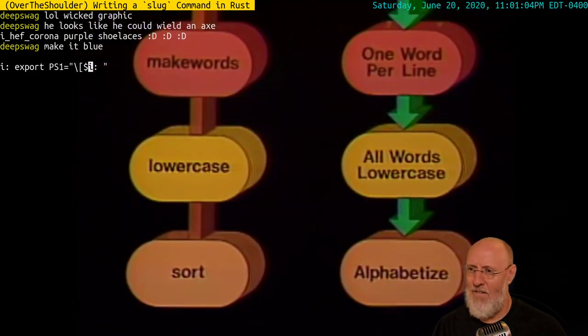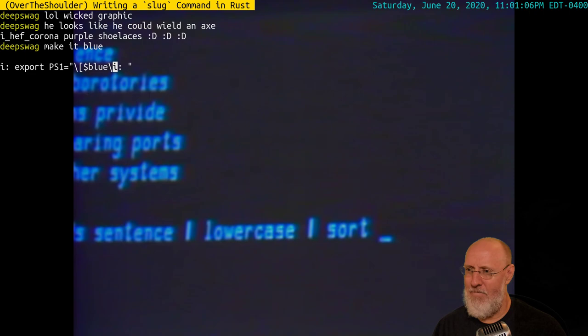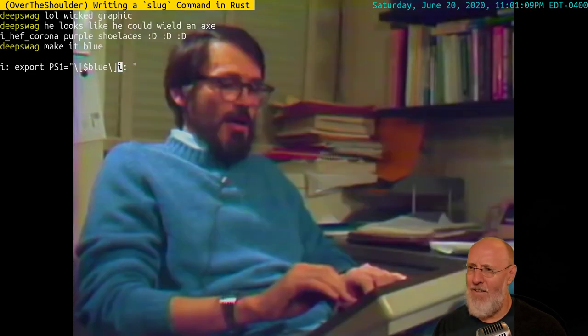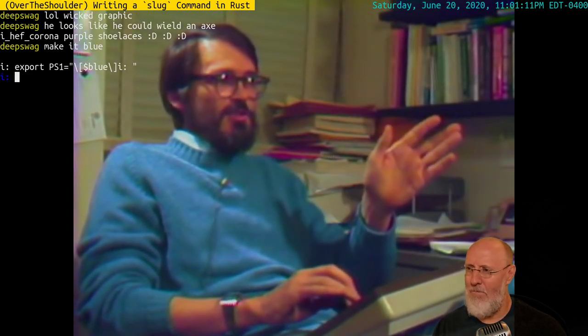Dictionaries are sorted. And so it's a lot easier for me to compare the words of my document to the words in the dictionary if they're sorted. So I'm going to just run them into sort. All right. How's that?